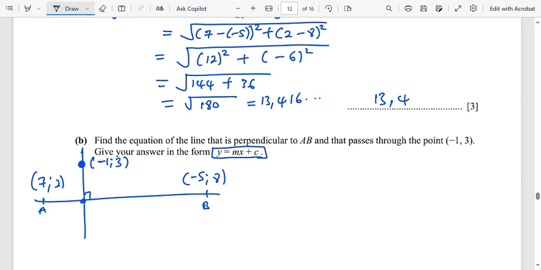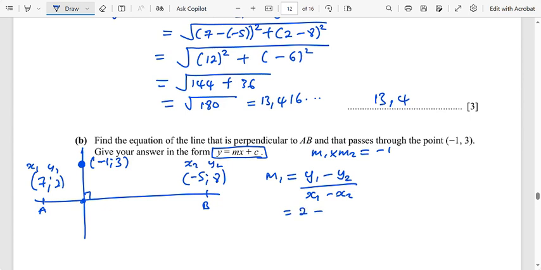However, we don't have its gradient. But we know that if I have the gradient of AB, the product of two perpendicular lines is negative 1. So if I find the gradient of AB, I may as well find the gradient of the other line. So M1, which is the gradient of AB, becomes change in y, which is y1 minus y2 over x1 minus x2. So this is x1, y1, and this is x2, y2.